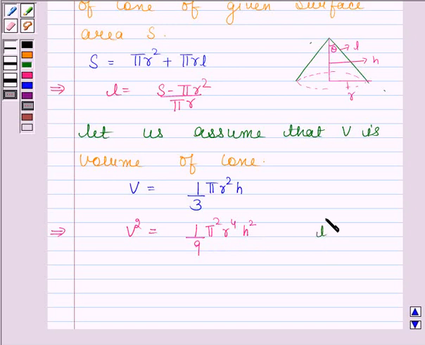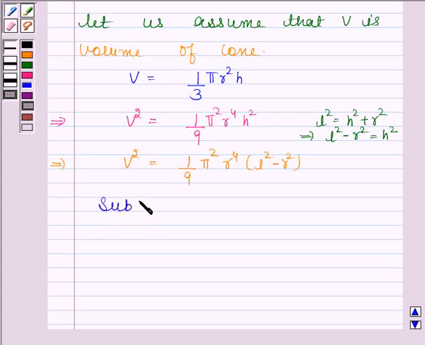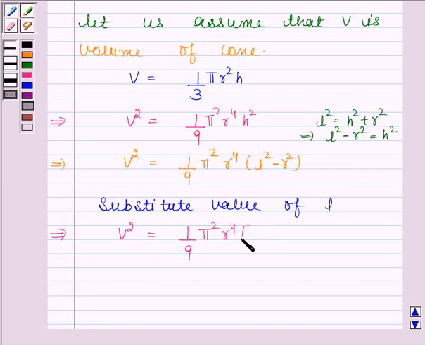We know that L squared is equal to h square plus r square, and this implies L squared minus r squared is equal to h square. So by substituting the value of h square in this, we get 1 by 9 pi square r to the power 4 into L square minus r square. We know that L is equal to S minus pi r square upon pi r. So now we will substitute the value of L. By substituting value of L, we find that V square is equal to 1 by 9 pi square r to the power 4 into S minus pi r square upon pi r whole square minus r square.